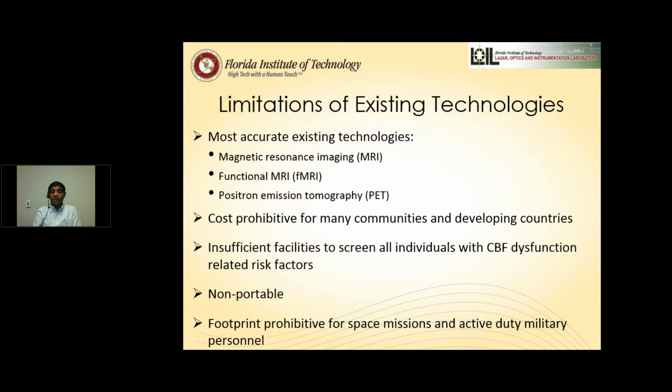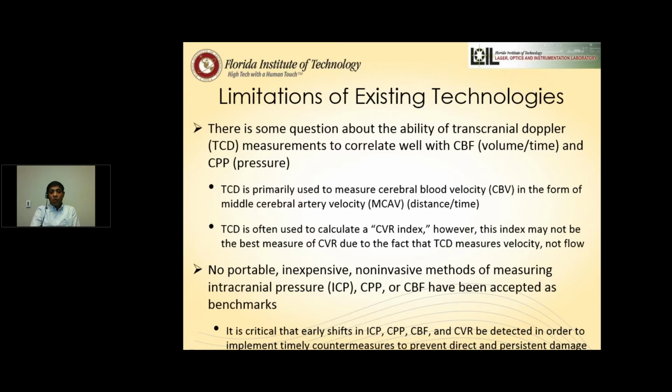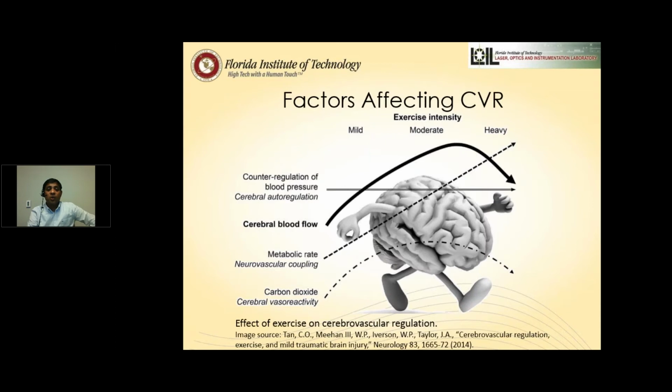So, as I already mentioned, MRI is a great tool, but it is cost prohibitive to use in space, and it is not portable. There are some other techniques also used by NASA, called transcranial Doppler measurement, TCD. The challenge is that TCD doesn't measure the cerebral blood flow directly. It measures the cerebral blood velocity, which is really not a true indicator of the cerebral blood flow. So we still need to develop an inexpensive, which is a key word, non-invasive, which is a key word, method that can measure the intracranial pressure and the cerebral blood flow.